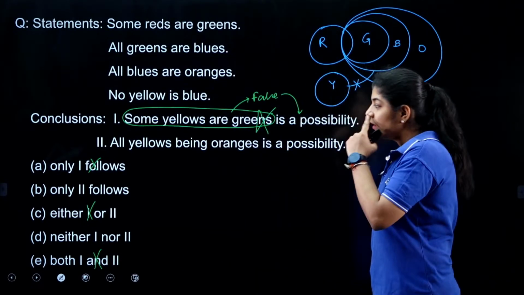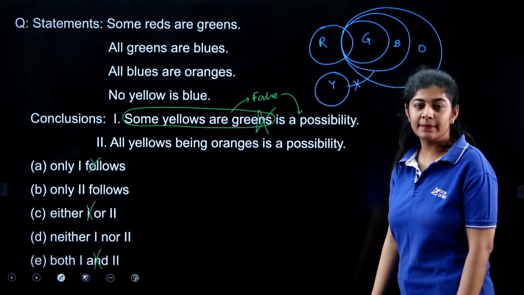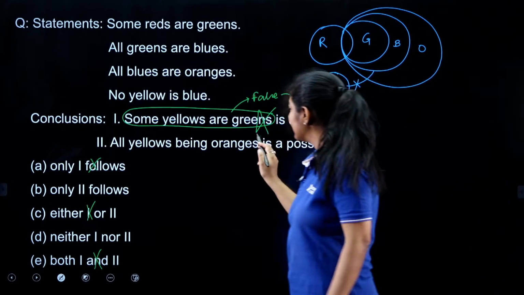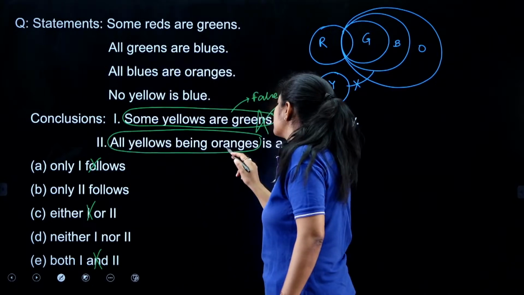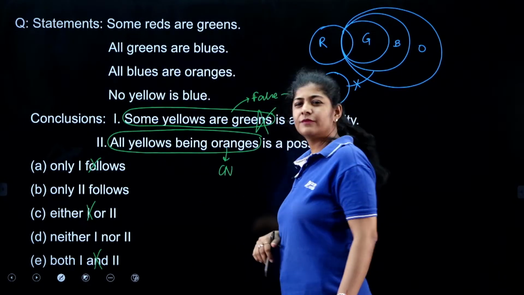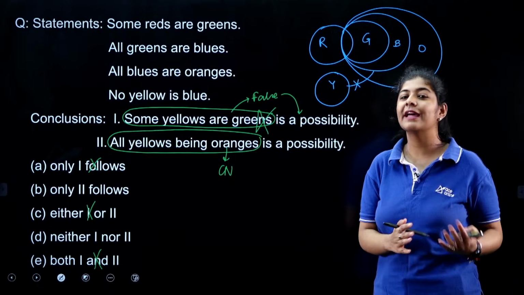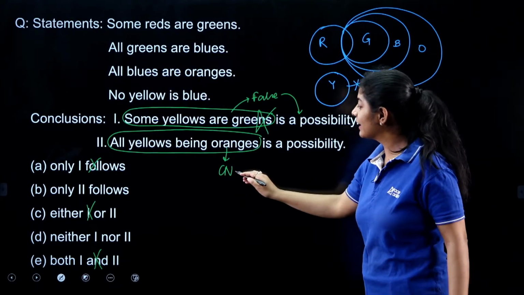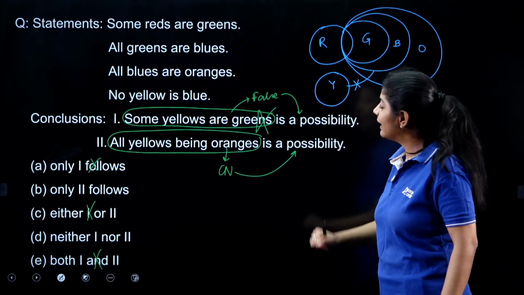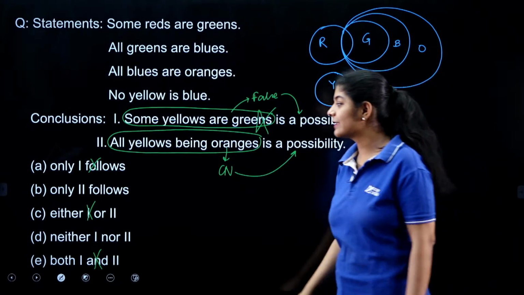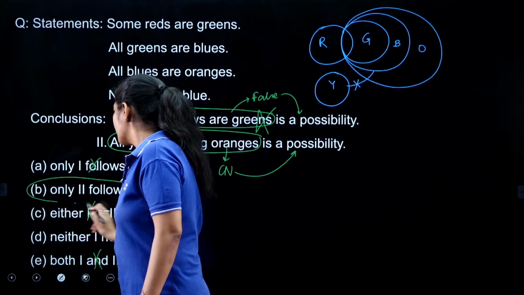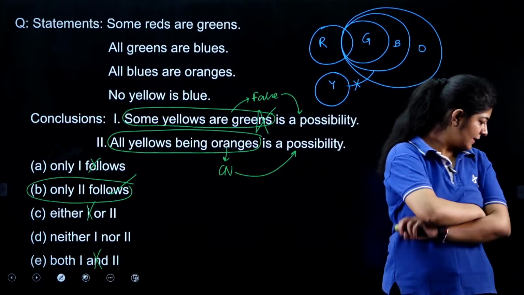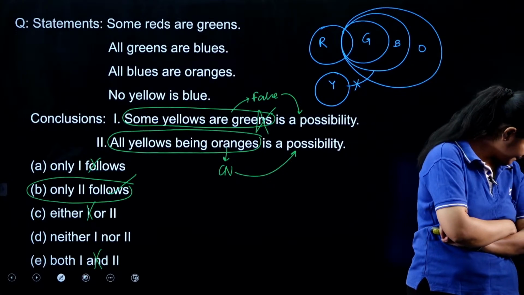Second, all yellow being orange is a possibility. If we talk about yellow and orange, again we can say that this part will lie in the condition of can't say. Why? Because we are not having any direct or indirect relation between these two entities, and because of that this segment is lying in the can't say condition, and can't say condition with the possibility is always considered as true. Option number B is the correct one, right?